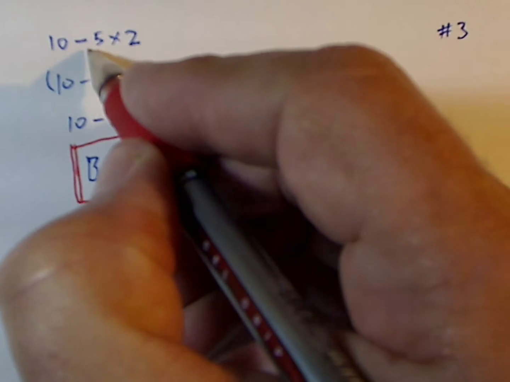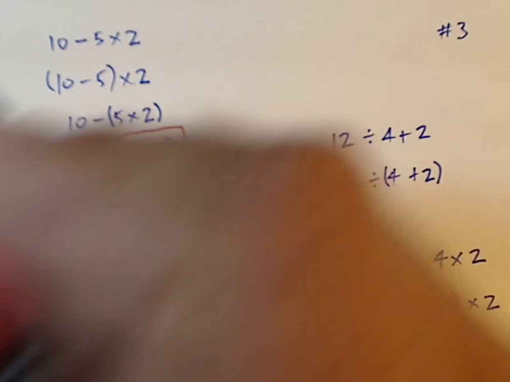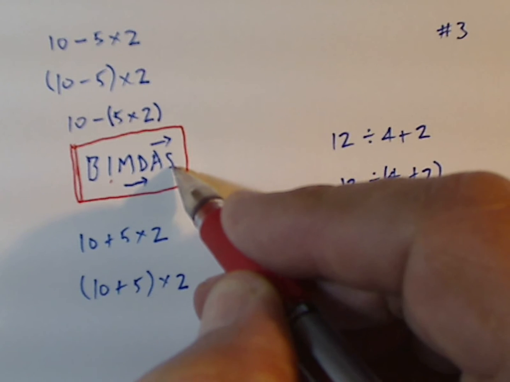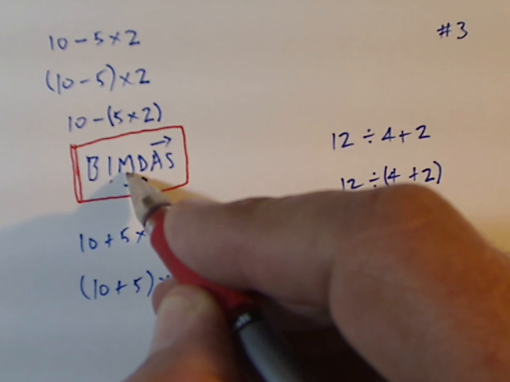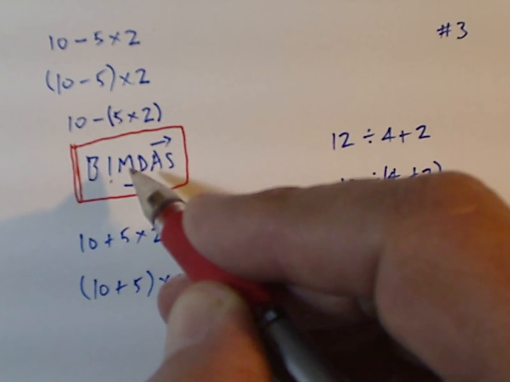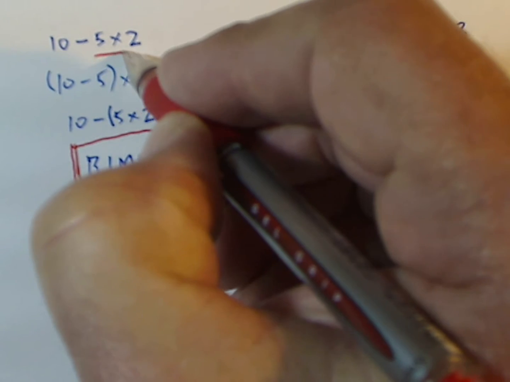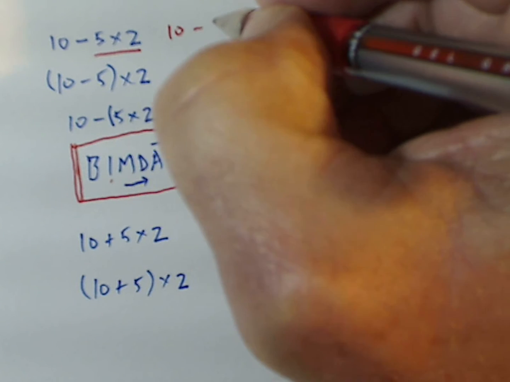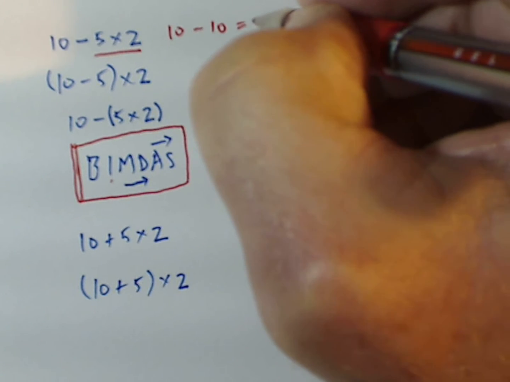Let's start with 10 minus 5 times 2 up the top here. Subtraction or multiplication first? Let's have a look. Subtraction's right at the end. Multiplication is further towards the front of the word, so it's multiply first. So 5 times 2 first. Evaluating then, 10 minus 5 times 2 is 10 minus 10, which becomes 0.